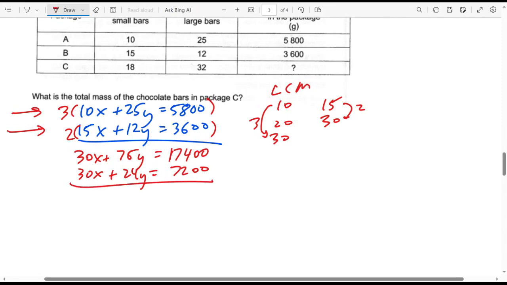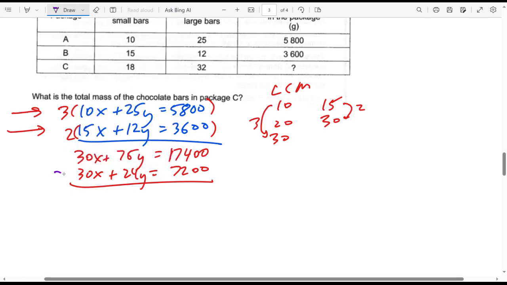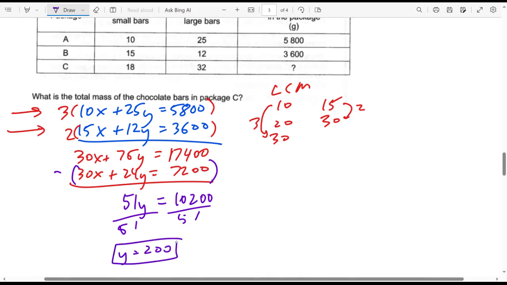So now I've got my equations set up, and I can go ahead and subtract one from the other. I'm subtracting the bottom from the top, so 30 minus 30, those x's disappear. 75 minus 24 is going to give me 51y, is equal to 10,200. So last but not least, divide by 51, divide by 51, y is equal to 200. So that's just part one.